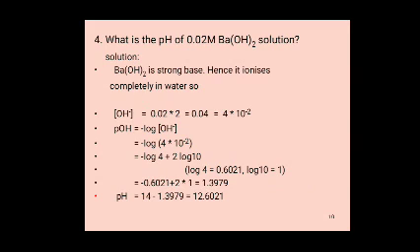So minus 0.6021 plus 2 is equal to 1.3979. Then pH is equal to 14 minus 1.3979, that is equal to 12.6021.